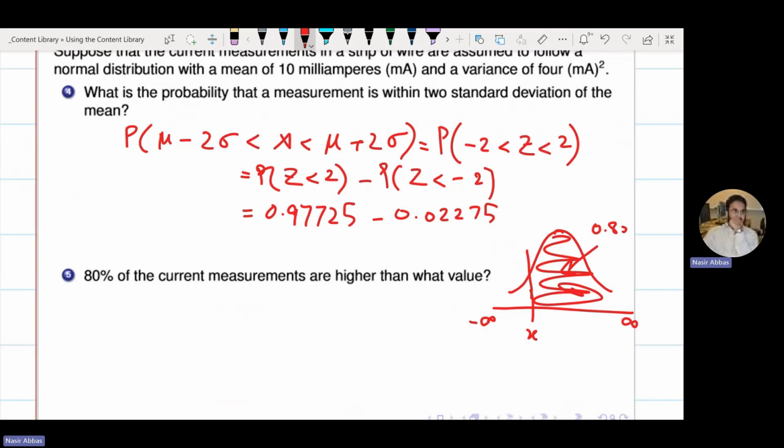Read the question 2 times, read the question loud. 80% of the values of x are higher than what value? So you have to find a value such that 80% of the values are higher than that. It's the 20th percentile, this is actually P20. So you have to solve this equation: probability of x less than or equal to a equals 0.2. Solve for a.